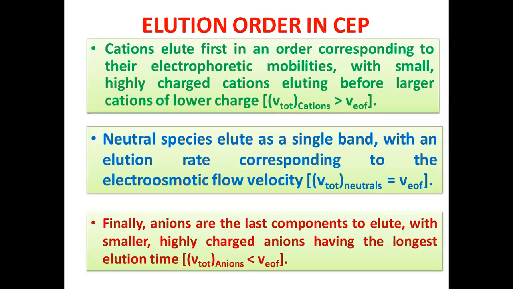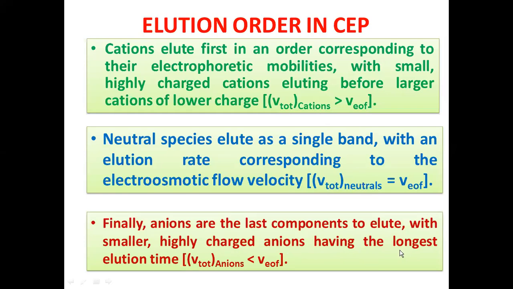So this slide will sum up the elution order. As I told you, cations will elute first because their total velocity will be greater than the electro-osmotic velocity. Neutrals will be eluted as a single band because their velocity is the same as the electro-osmotic flow velocity. Then anions are the last components to elute, with smaller, highly charged anions having the longest elution time.